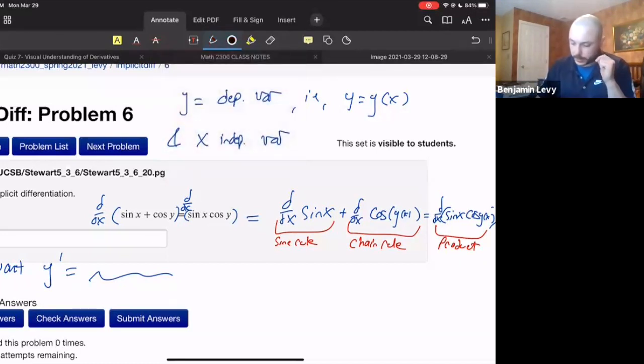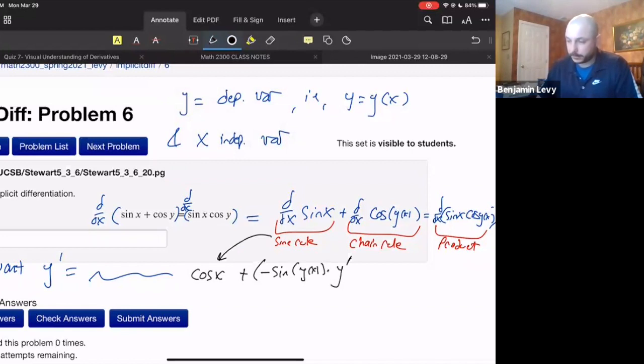And so let's keep going then. So the sine rule just becomes cosine, or sine is cosine, yes. The chain rule on the middle piece becomes, so cosine turns into minus sine, and then you do the derivative of the inside. Right, that's the chain rule.